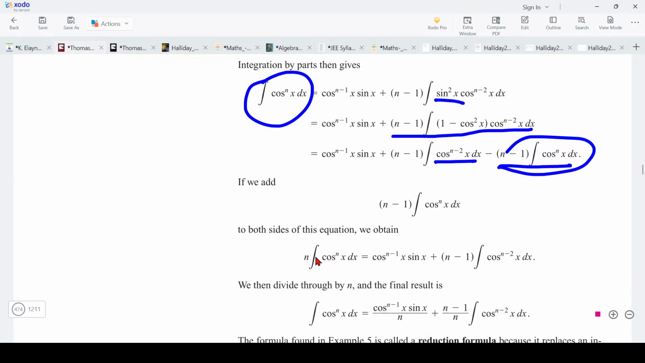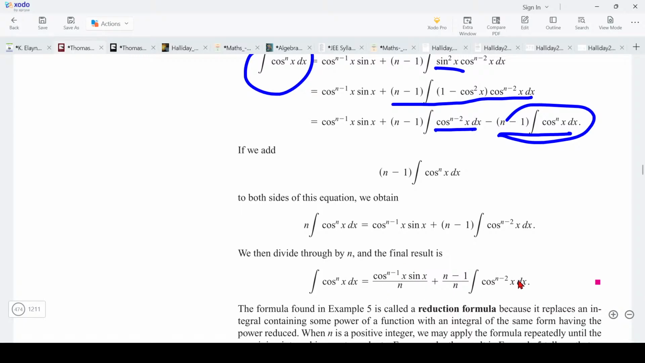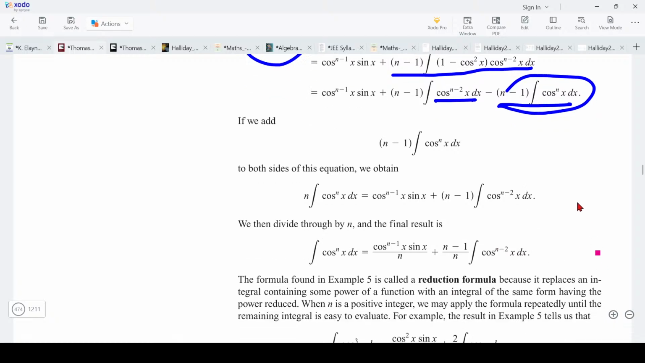So what have we achieved? Integral of cos power n x, this n also we can bring to the bottom. We are able to express this in some reduced form. How will this help? If this is 4, we will reduce it to 2, and in the next iteration, this 2 will reduce to 0. If this is 5, in the first iteration this will reduce to 3, and in the second iteration, it will reduce to cos x, which is very easy.